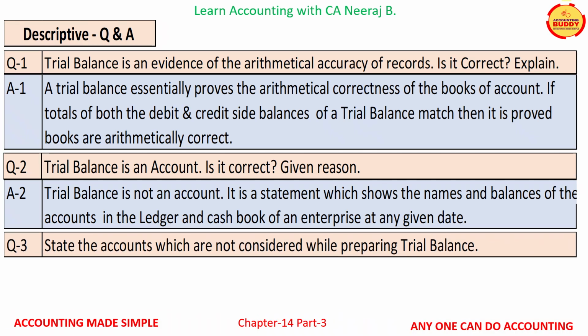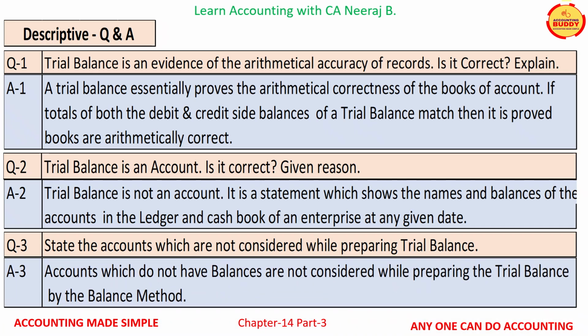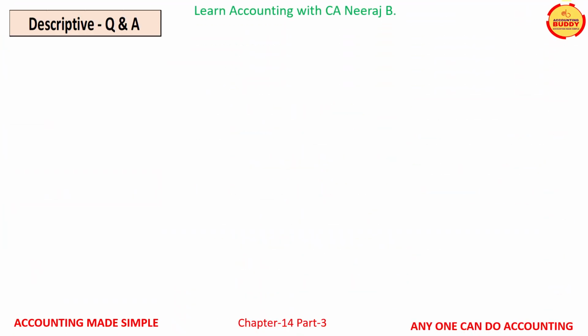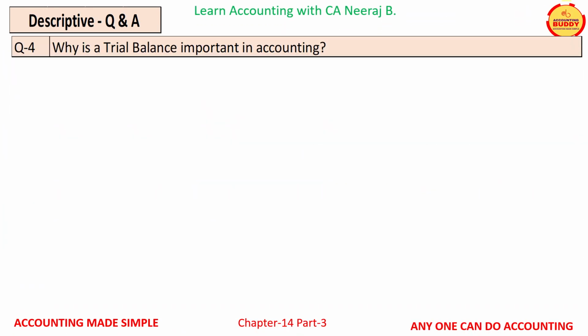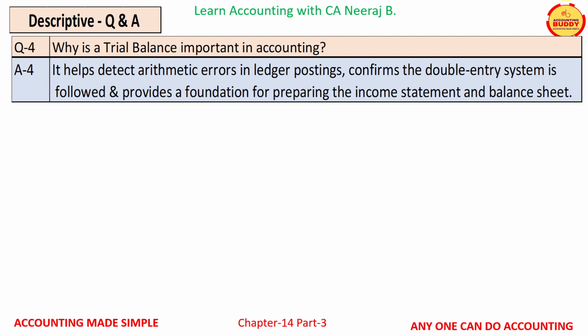Question number 3 is state the accounts which are not considered while preparing trial balance. And the answer is accounts which do not have balances are not considered while preparing the trial balance by the balancing method. Question number 4 is why is a trial balance important in accounting? And the answer is it helps detect arithmetic errors in ledger postings, confirms the double entry system is followed, and provides a foundation for preparing the income statement and balance sheet.